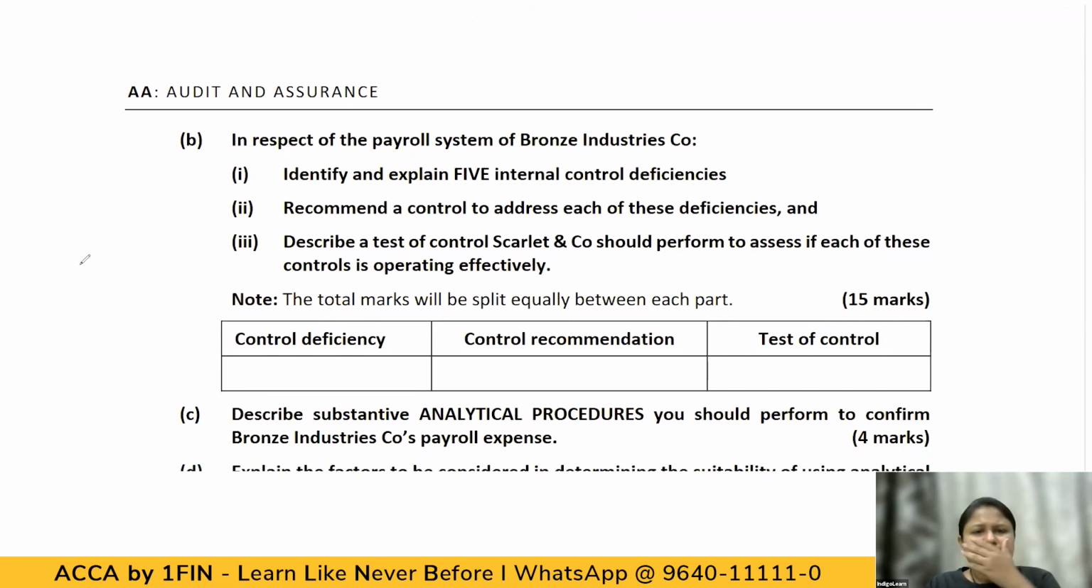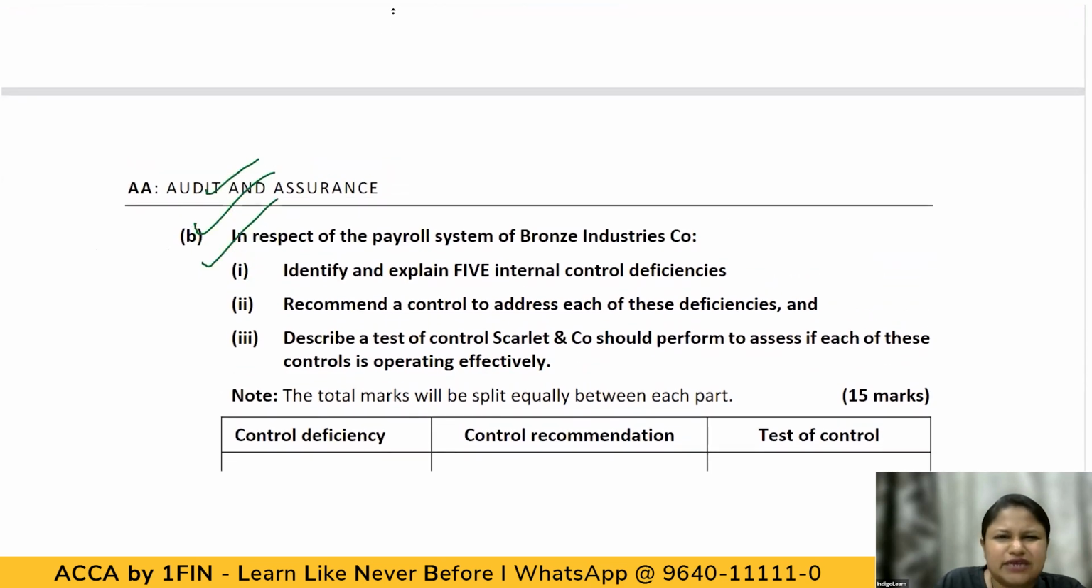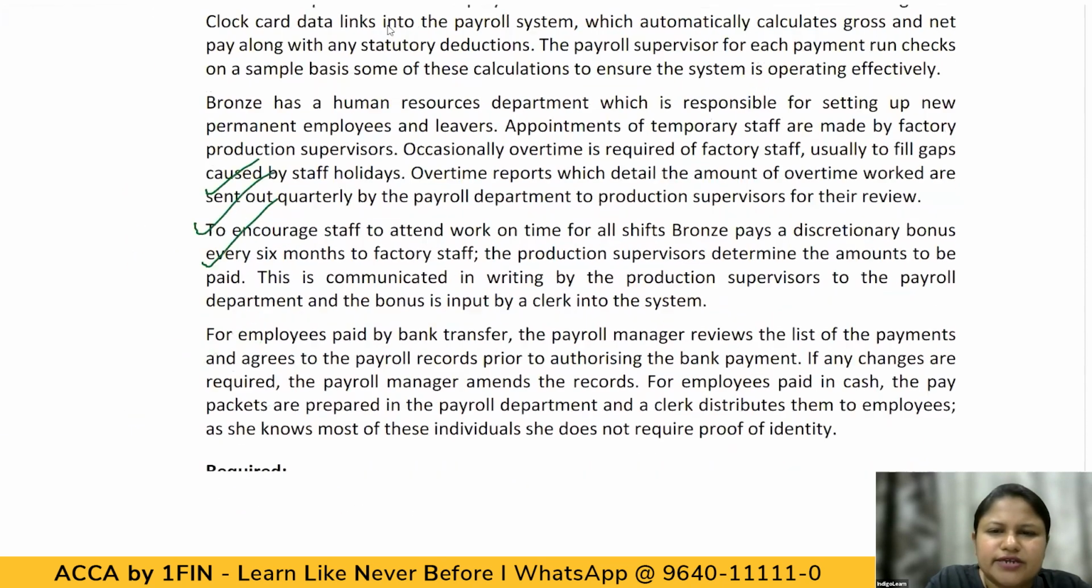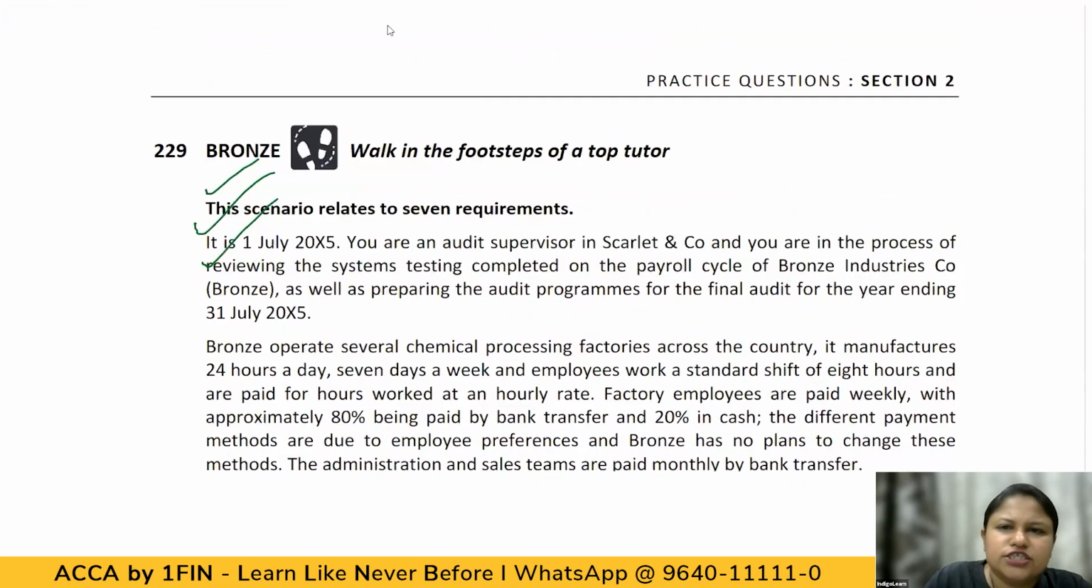Now, in respect of the payroll system of Bronze Industries Limited, identify and explain 5 internal control deficiencies, recommend controls, and describe a test of control. Now, very easily we have understood. We picked it up very easily. So let's have a quick recap. We'll look at the question: where is the control failure? First, we picked up here.